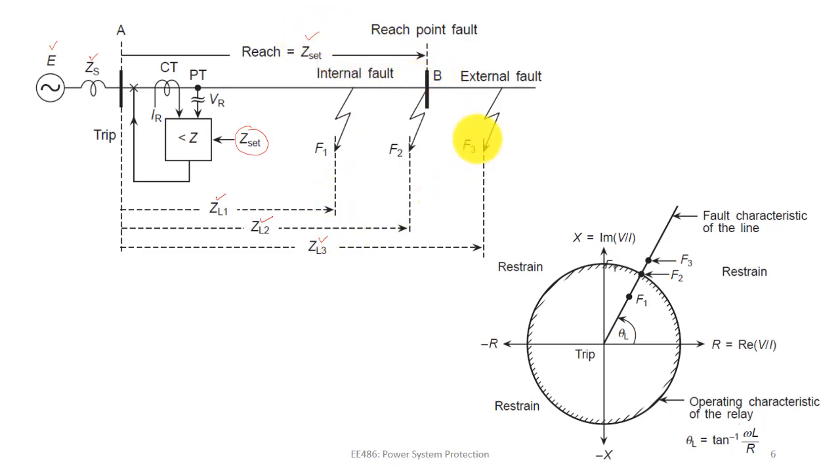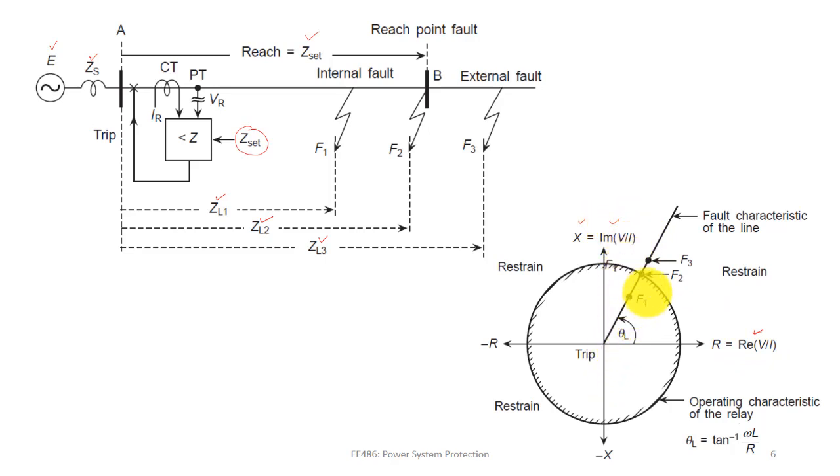When fault F3 happens, it is an external fault. And when F1 happens, it is internal. It is considered an internal fault because it is within the reach. Okay, so now let us plot these different Z's in the Rx plane, that is R on the x-axis and X on the y-axis, where X is the reactance. So R is the real part of V by I and X is the imaginary part of V by I.